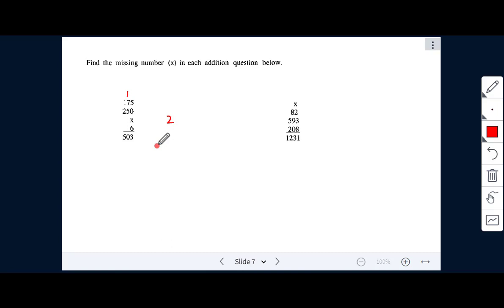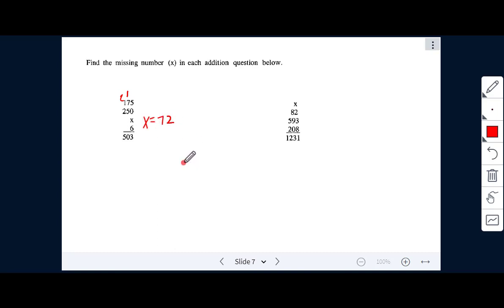A 1 will go up here. So then we have 1 plus 7 plus 5, but we have to get to 0. So 1 plus 7 plus 5, that only gives me 13. So plus another 7, we'll put it to 20. And then 2 plus 1 plus 2 gives me the 5. So the missing number is 72. So we can say that x has to equal 72.